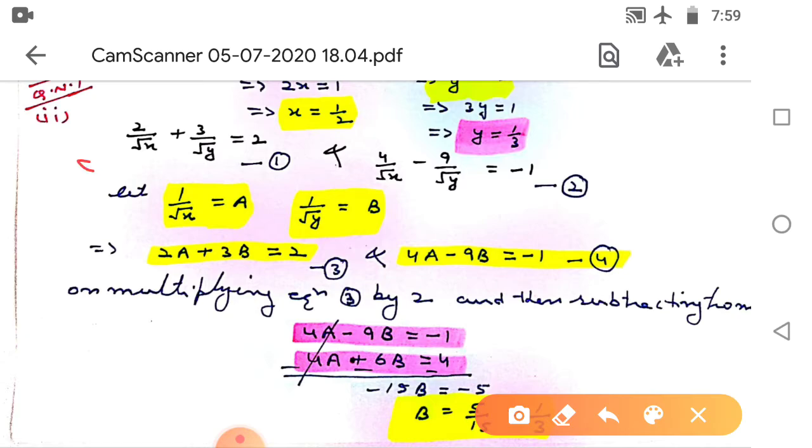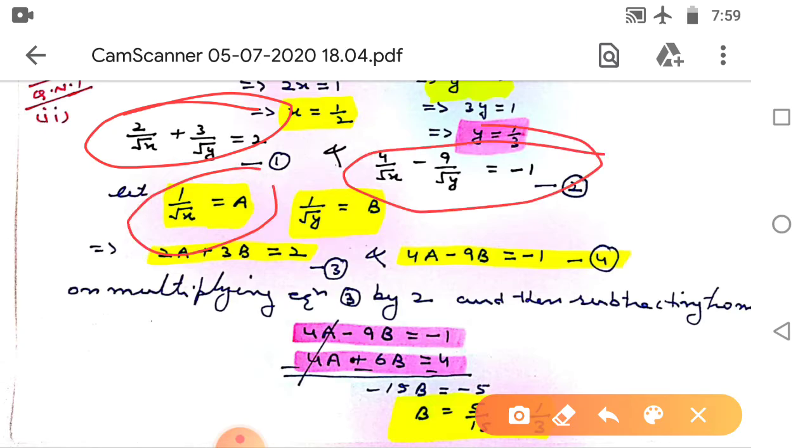2 by under root x plus 3 by under root y is equal to 2, and 4 by under root x minus 9 by under root y is equal to minus 1. Same case. Let a is equal to 1 by under root x and b is equal to 1 upon under root y. Clear? On putting the value of a and b in equation 1 and 2. This is equation 1 and this is equation 2.